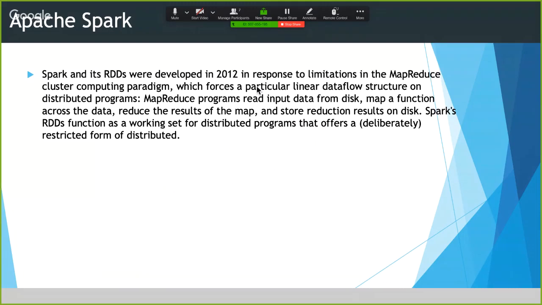Spark and RDD were introduced in response to MapReduce limitations. What was the limitation of MapReduce? First, the way MapReduce was designed, they did multiple iterations of MapReduce also.